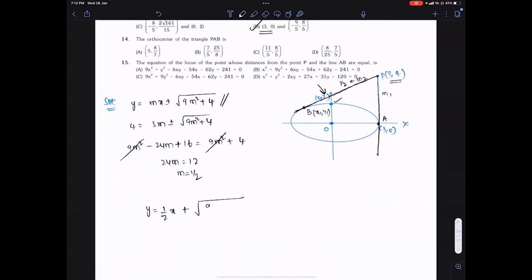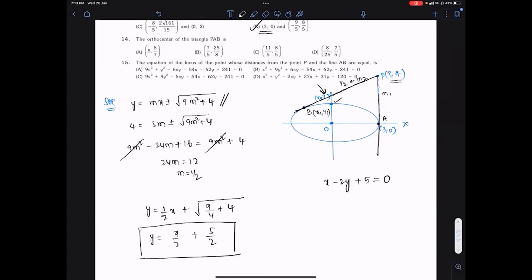Square root of 9m square, 9 into 1 by 2 whole square, 9 by 4, plus 4. If I simplify, y equals x by 2 plus 5 by 2. That's all. So that is x minus 2y plus 5 equal to 0. What is this? This is the equation of the tangent.